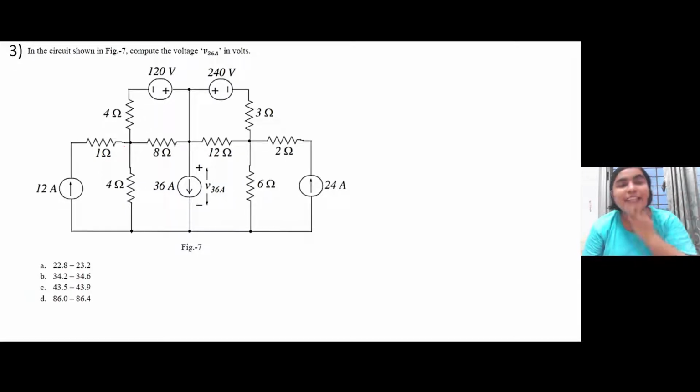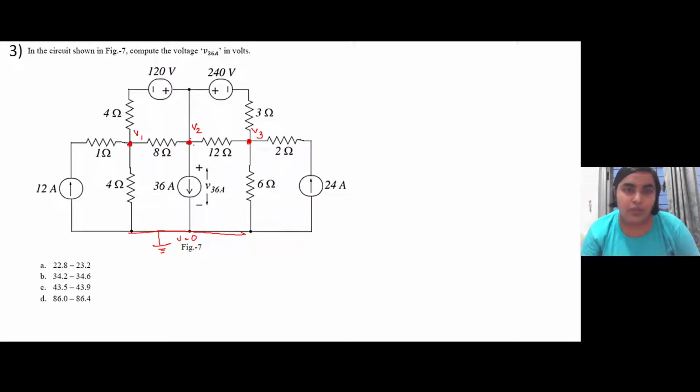In order to apply KCL, we have to figure out which are the nodes, right? This is one node, this is the second node, and this is the third node, and this node is the reference node, right? The voltage here is V equal to 0. So let us assume this is V1, this is V2, and this is V3. Now we can apply KCL across all these three nodes and figure out the branch currents.